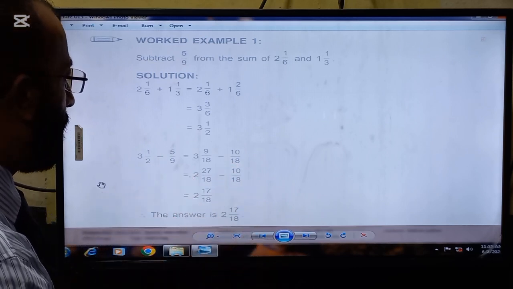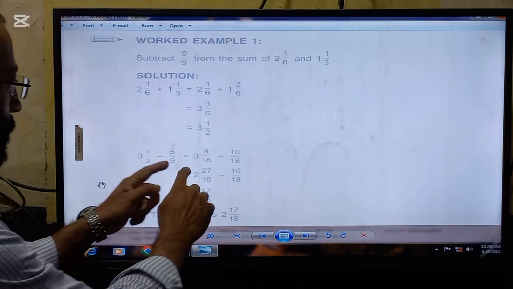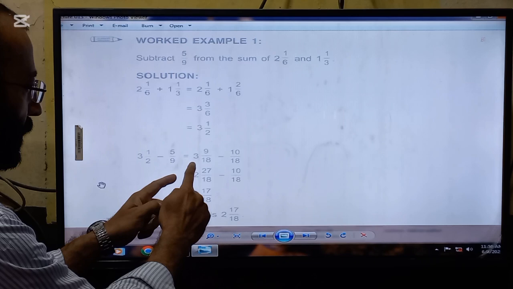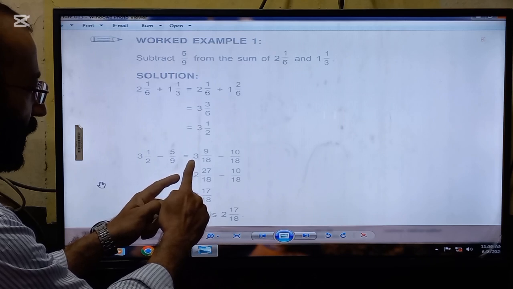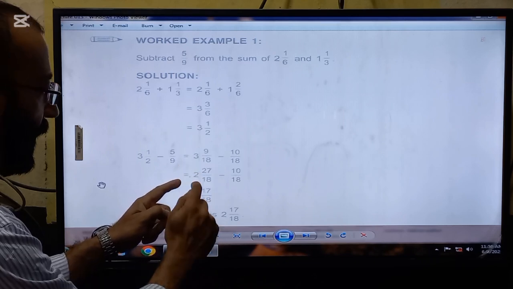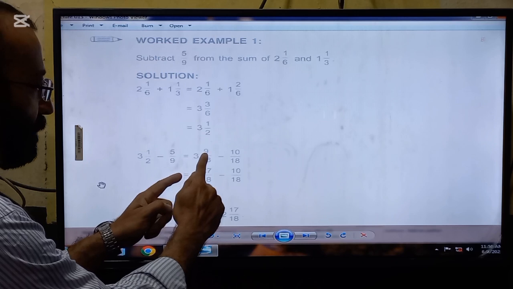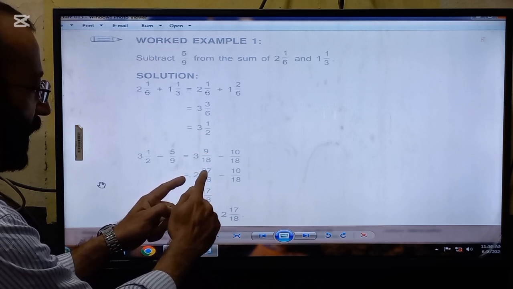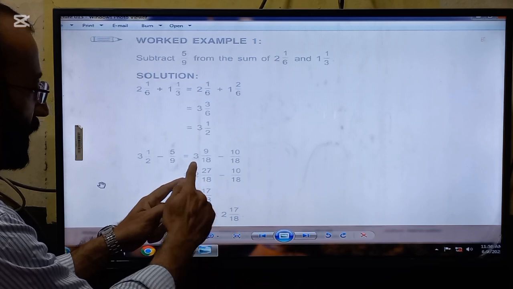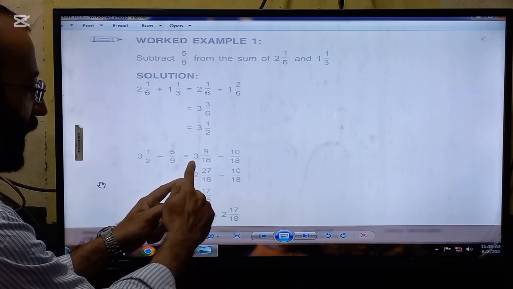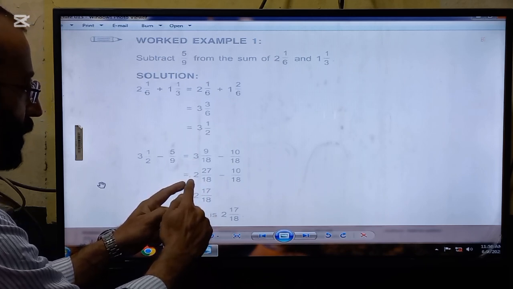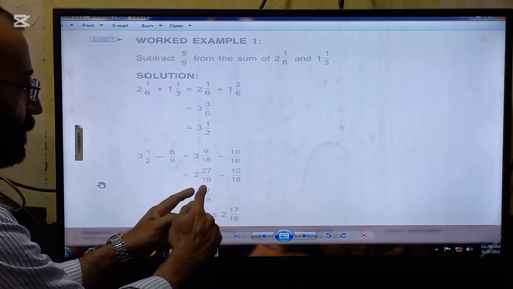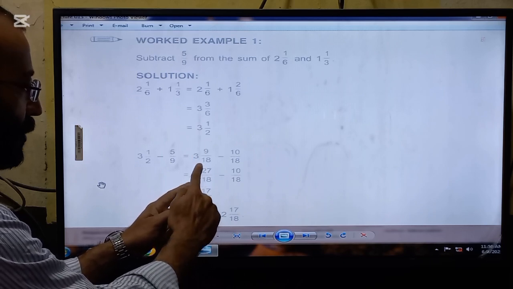Now this will be easy. So from this step, look, we are taking 1 from here. 1 stands for 18 by 18. So 18 will be added with 9. So 18 plus 9 will become 27 and 18 will remain as it is. And because we have taken 1 from here, that will become 2 now. So 2 whole number 27 by 18 is the new mixed number that is equal to this one.